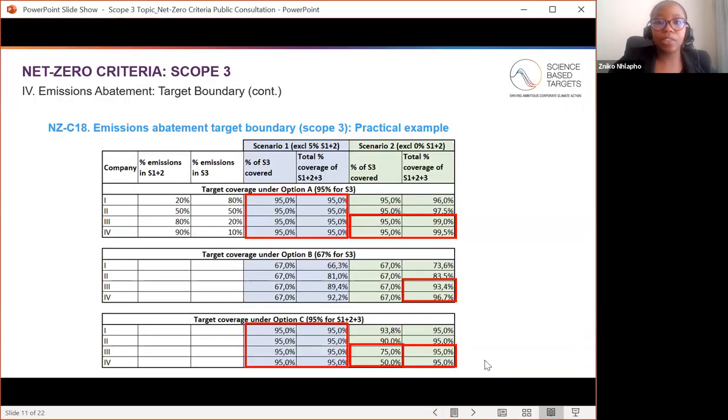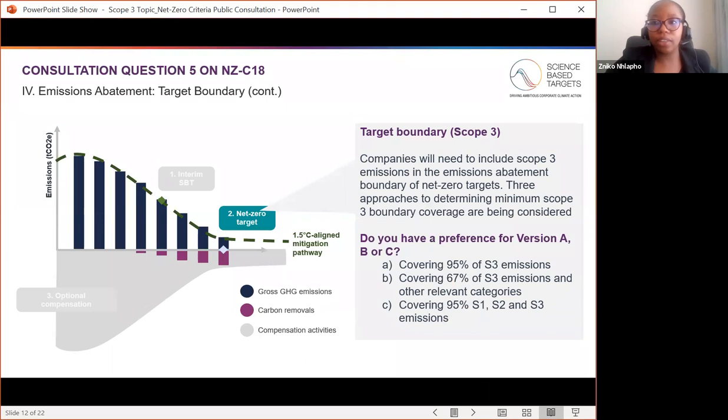Which then brings us to the first consultation question related to scope 3 targets, and this is question 5, specific to Criterion 18. We understand that companies will need to include their scope 3 emissions in the emissions abatement boundary of net zero targets.